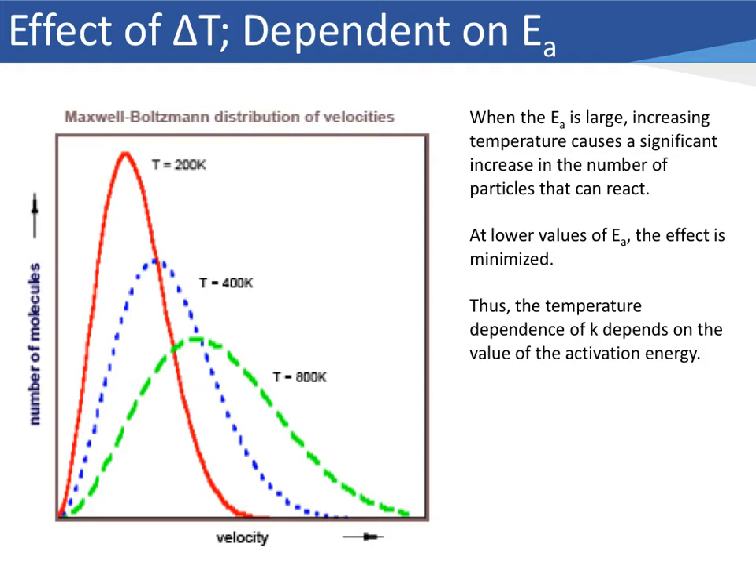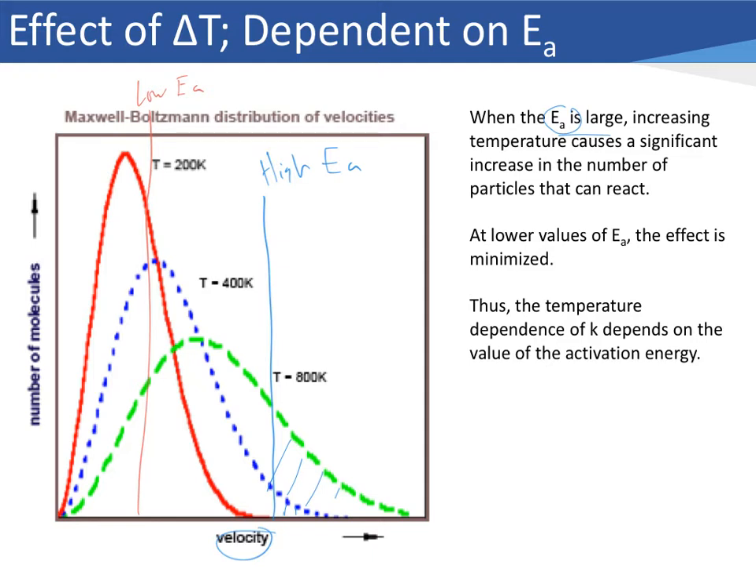So if I look at Maxwell-Boltzmann distribution curves at different temperatures, if the activation energy is large, so let's say the velocity required to meet the activation energy is here. This is a high activation energy. Then heating the particles causes a significant change in the number of particles that have the required activation energy. But if I have a low activation energy barrier, change in the temperature doesn't change it very much.